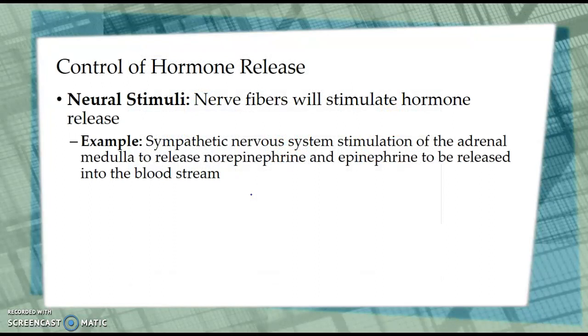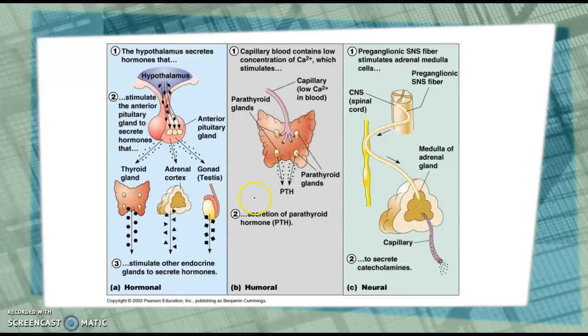And then last we have neural stimuli, and you can probably guess what this is. It's your nervous system, nerve fibers actually stimulating hormone release. And we have talked about this in the nervous system already. So this is your sympathetic nervous system stimulating your adrenal medulla to release epinephrine, which remember is adrenaline, into the bloodstream. So that's picture C.